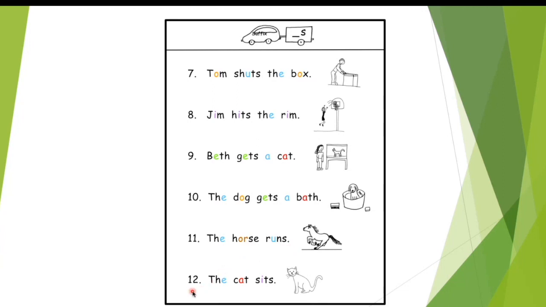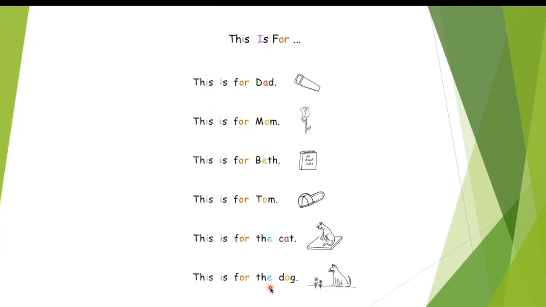Okay, and sentence number 12. What is the cat doing? Sitting. Let's see. The cat sits. The cat sits, right? You are correct. Cat sits.